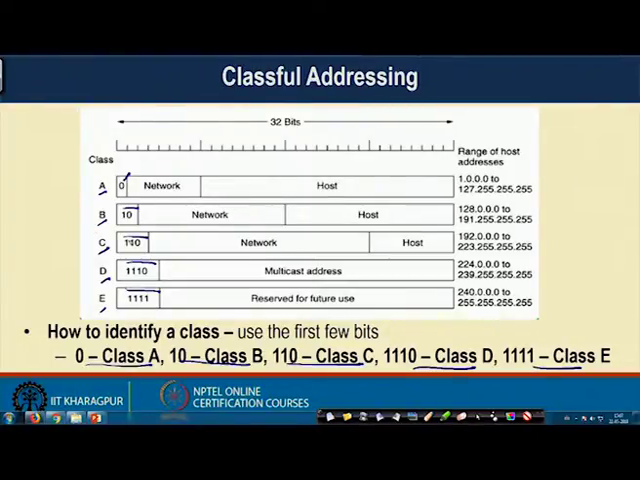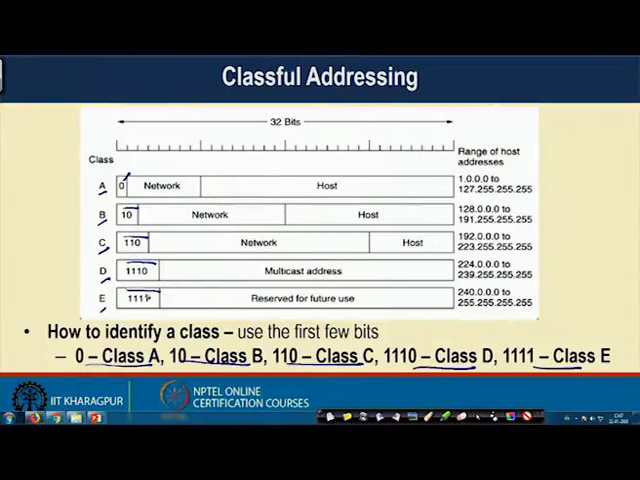If the second bit is 1, then you look into the third bit. If the third bit is 0, then it is class C IP address. If the third bit is 1, then you look into the fourth bit. If the fourth bit is 0, then it is class D IP address. If the fourth bit is 1, then it is class E IP address.